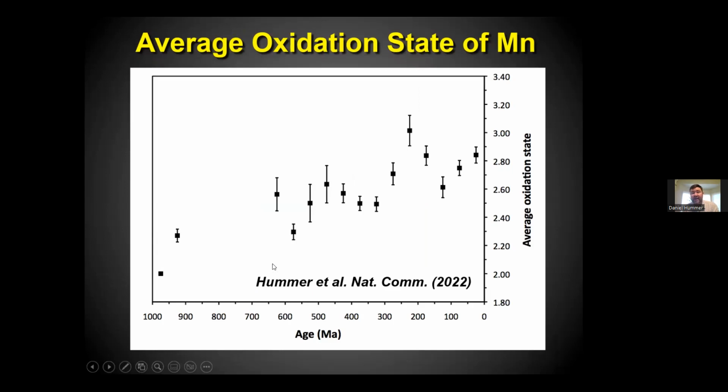But then as we get into the Phanerozoic, starting about 600 million years, that average oxidation state starts to go up. It fluctuates some. It reaches a maximum right here at around 250 million years. It does some fluctuating, and then it levels out to this value right here. Okay, so it's showing us that indeed there is an effect of oxidation here on manganese that we can track through time that is a reliable trend because it's larger than the error bars. It's showing us that there's a real effect here.